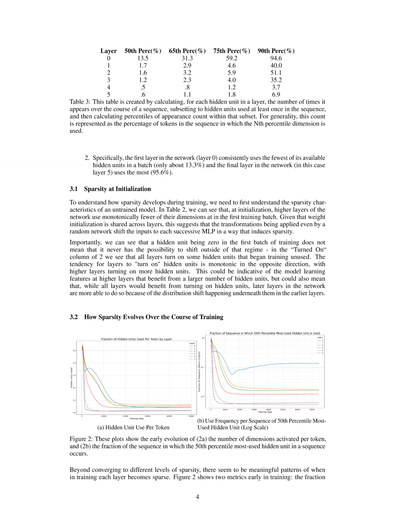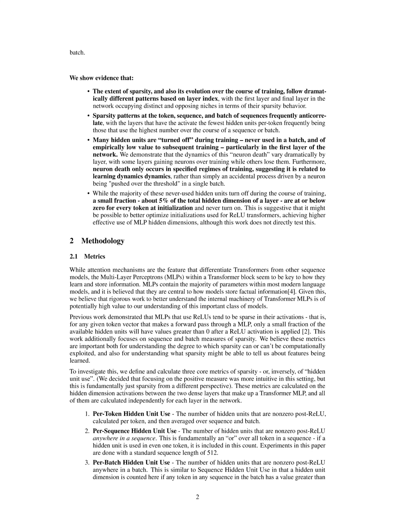According to the findings presented in the paper, sparsity evolves over the course of training in distinct patterns based on layer index. The first layer consistently uses the fewest hidden units in a batch, while the final layer uses the most. Sparsity patterns at the token, sequence, and batch levels frequently show anti-correlation, with some layers gaining neurons over training while others lose them. Neuron death, where hidden units are never used in a batch, varies by layer, with some layers experiencing more neuron death than others.